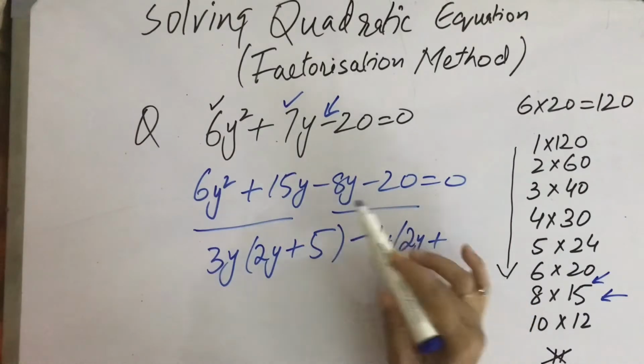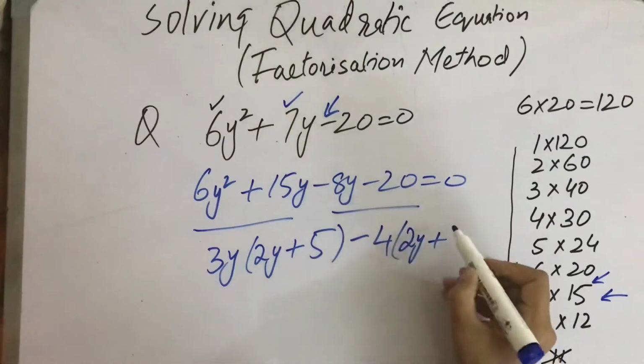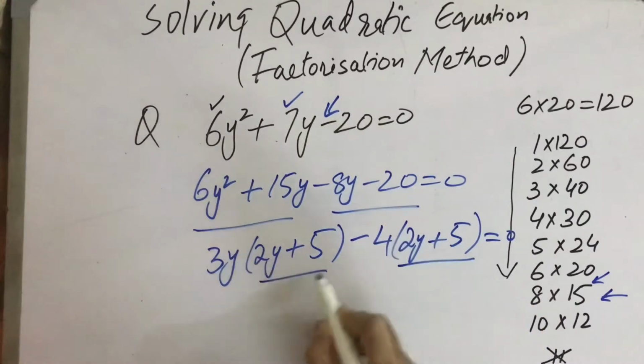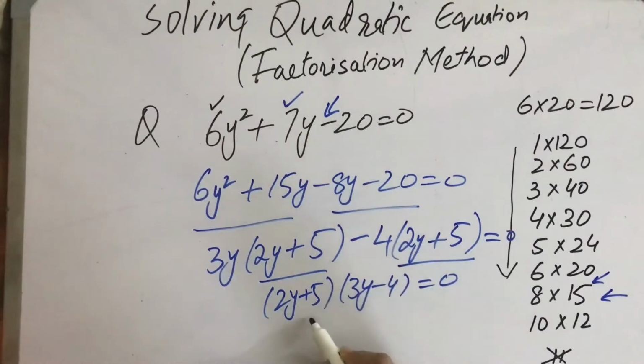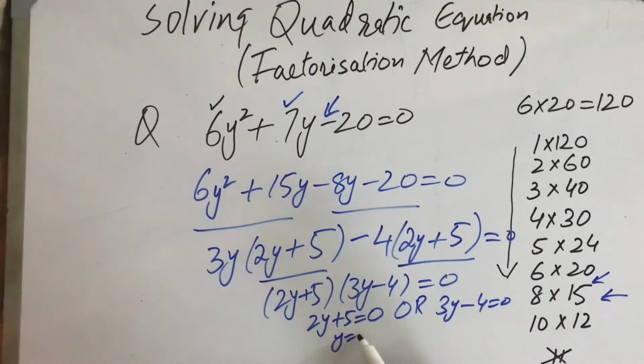Now 8 is the factor which is, after taking 4 outside, positive, and this 4 5 times 20, 5 is positive. You can see that this pair is same. So your question is right. Otherwise you can yourself check that you have done something wrong. From here you have y minus 5 over 2 and y equals to 4 over 3.